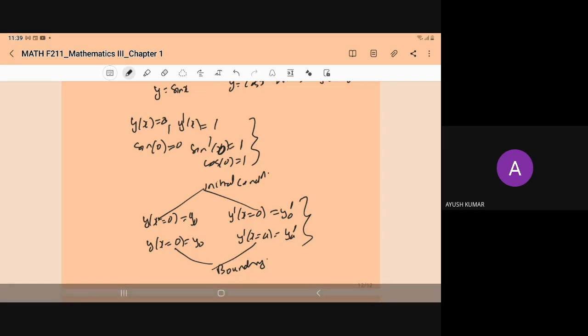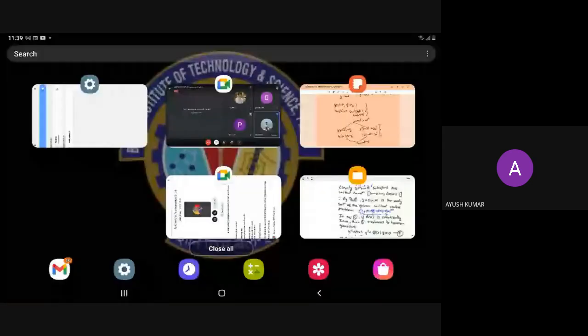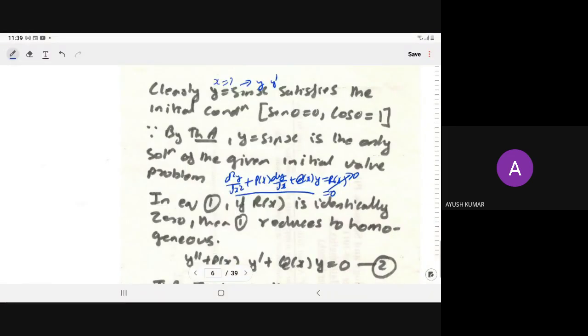So here, if you have confusion, at that time you can assume that whatever the condition given to you, you assume that x is equal to 0. Instead of that, you assume that y0 is equal to 0 and y dash 0 is equal to 1. So in that case, we have the unique solution.